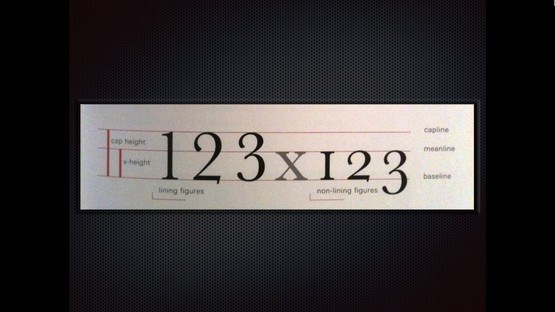Lining figures, right? Full height of a capital letter, 1, 2, 3. Non-lining figures are the height of an x, right? 1, 2, and then 3 descends down, right? So the larger numbers are going to have that kind of a descender. The opposite would be true with an ascender. If you did like a 6, right? The tail is going to go up above in this context.